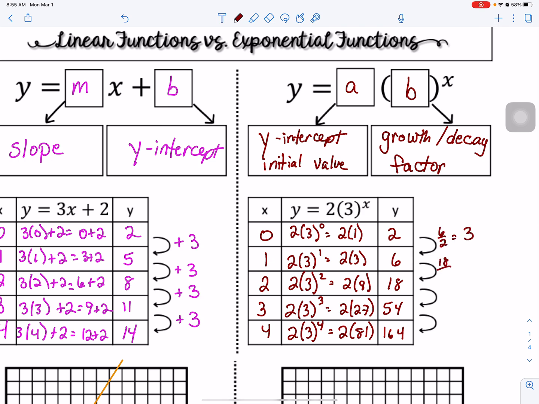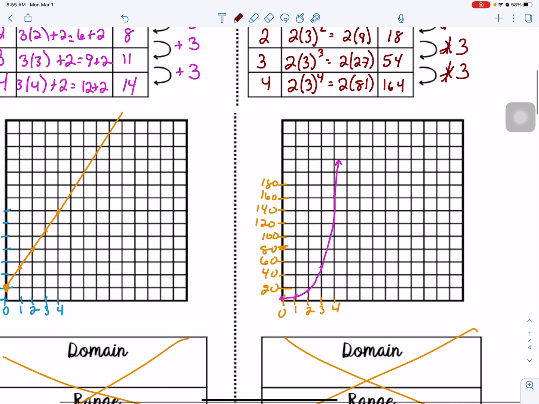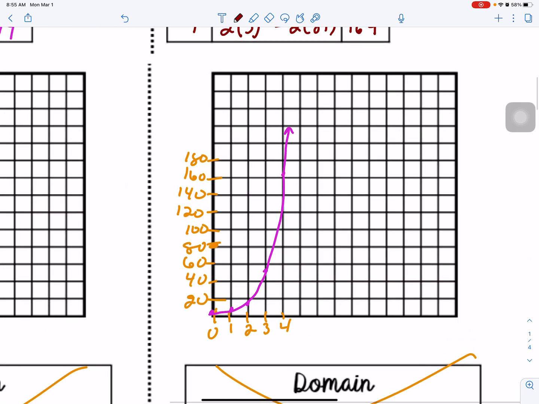Or 18 divided by 6. So each time I am multiplying by 3. Graphing that data, I can definitely see where that curve is. It is clearly not a straight line.